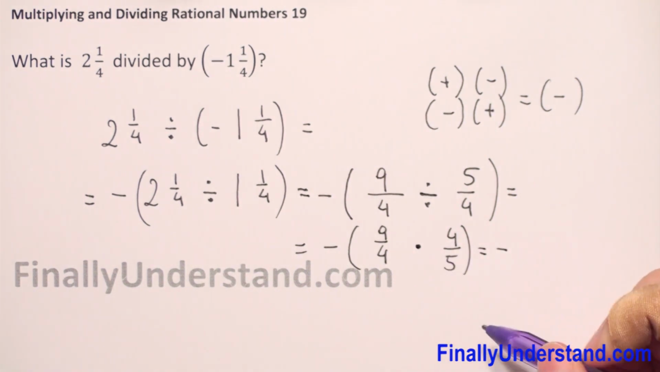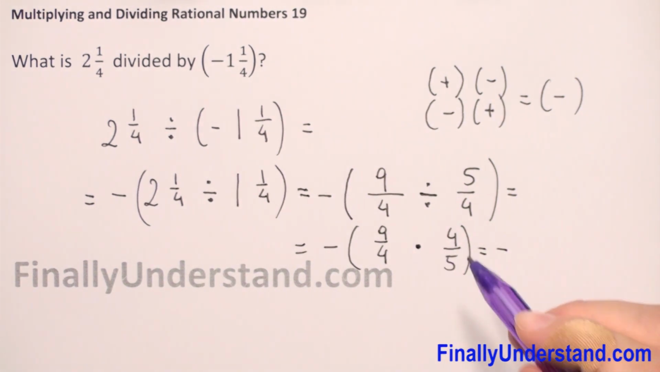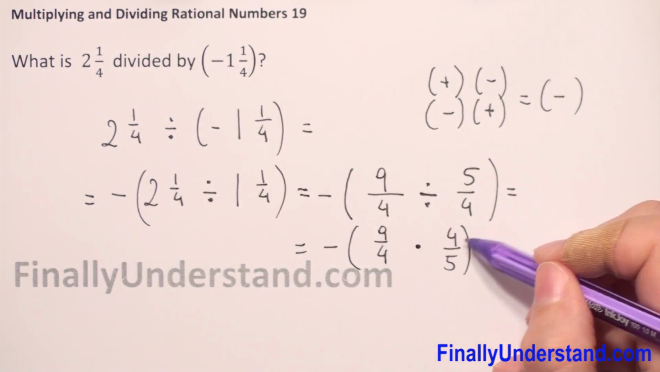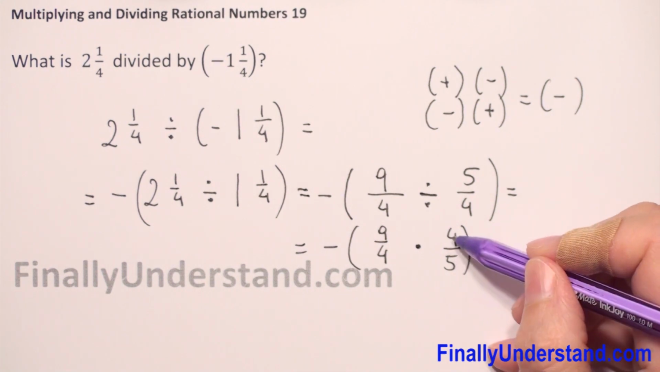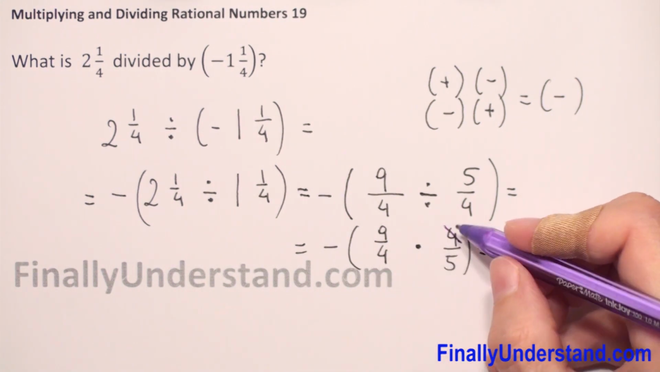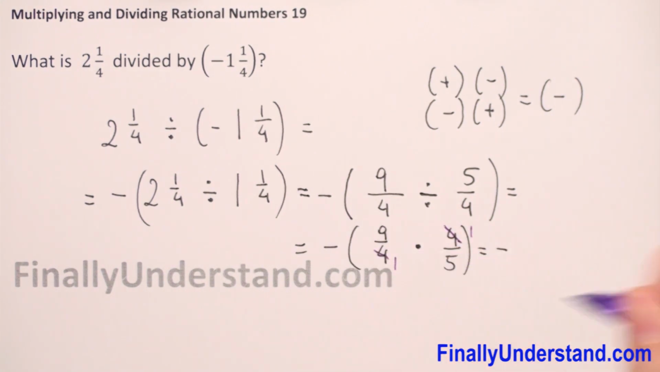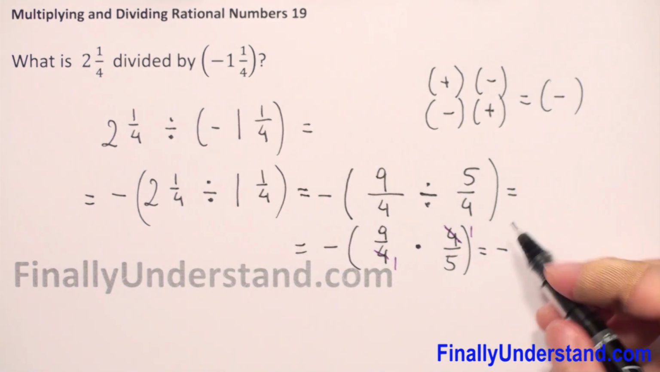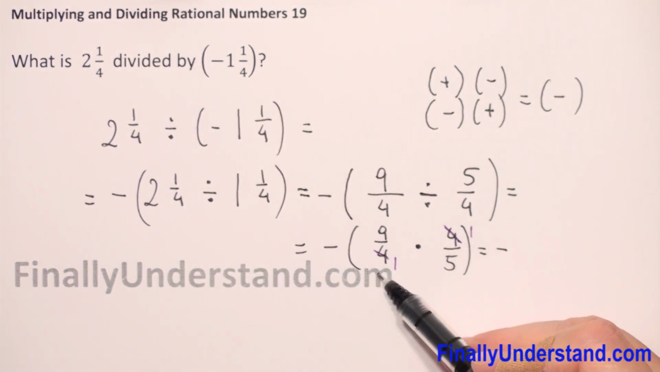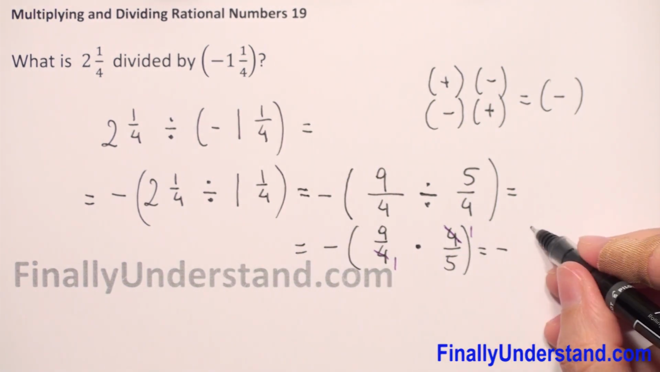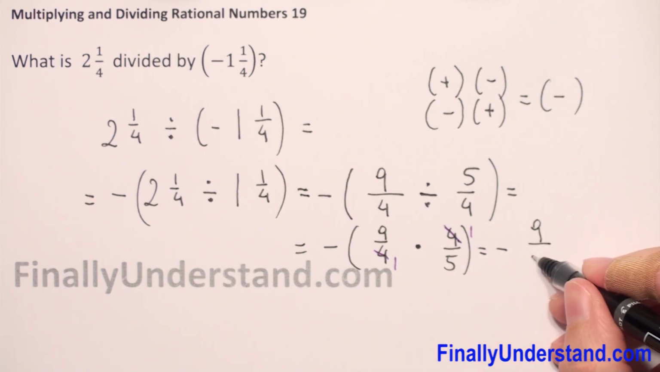First we check if we can reduce something. When we reduce, we divide numerator and denominator by the same number. So we have 9, so we cannot reduce with the denominator, and we have 4 and 4, so we can divide by 4, so it will be 1 and 1. So now we just multiply numerator times numerator, denominator times denominator. So 9 times 1 is 9. 1 times 5 is 5.